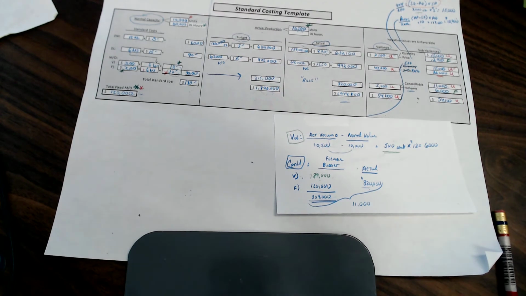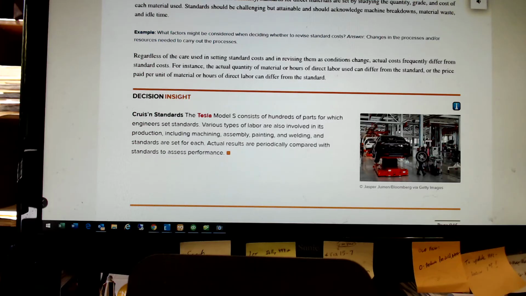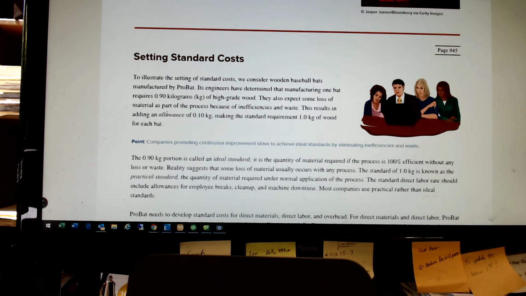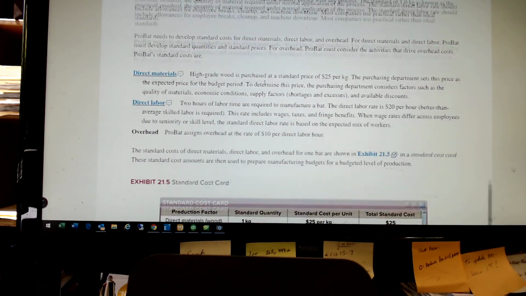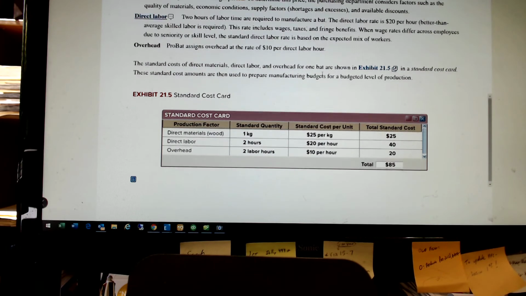I'm going to jump into the text real quick and see what they have to say. Now again, setting standards, we set them at a practical standard of some kind for materials, labor, and overhead. Here's a standard that they came up with for this particular product. It should take a kilogram at $25 a kilogram, so direct materials should cost $25. Labor, each unit should take 2 hours at $20 per hour, so that should cost $40. And then overhead is 2 hours at $10 per hour. That's the overhead rate, both variable and fixed. So 1 unit should cost $85.